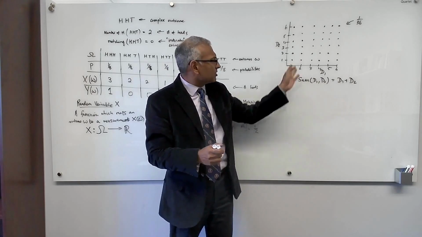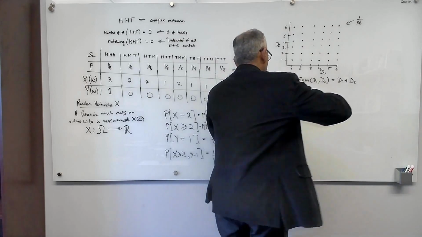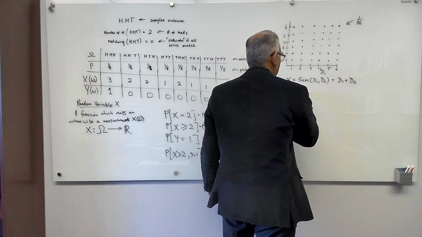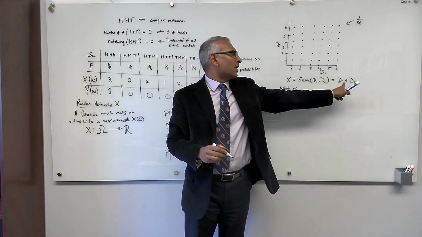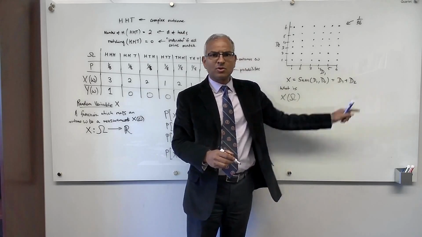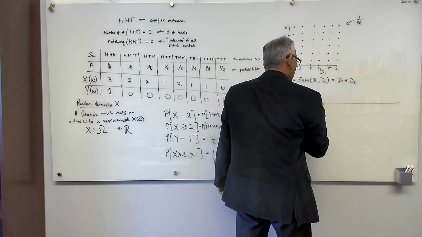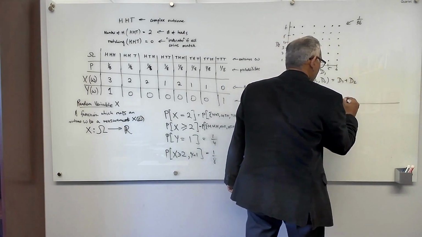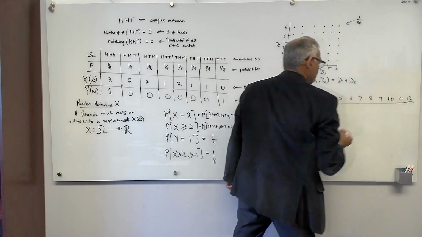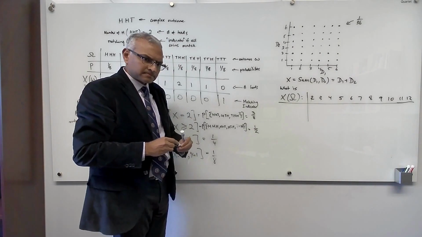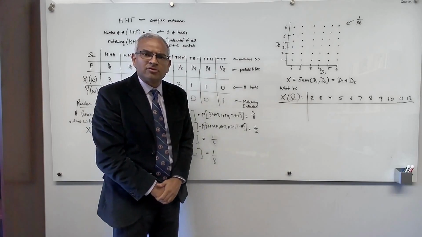So let's see, the original sample space is this. What are the possible values of the sum? What is x of omega? Well, the minimum value is 1 plus 1 is 2, and the maximum value is 6 plus 6 is 12. So the possible values are, no surprise, 2, 3, 4, 5, 6, 7, 8, 9, 10, 11, 12. So those are the possible values.